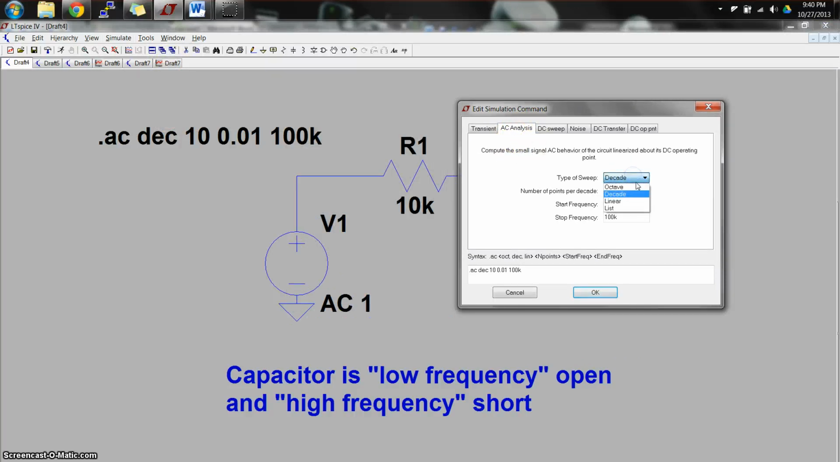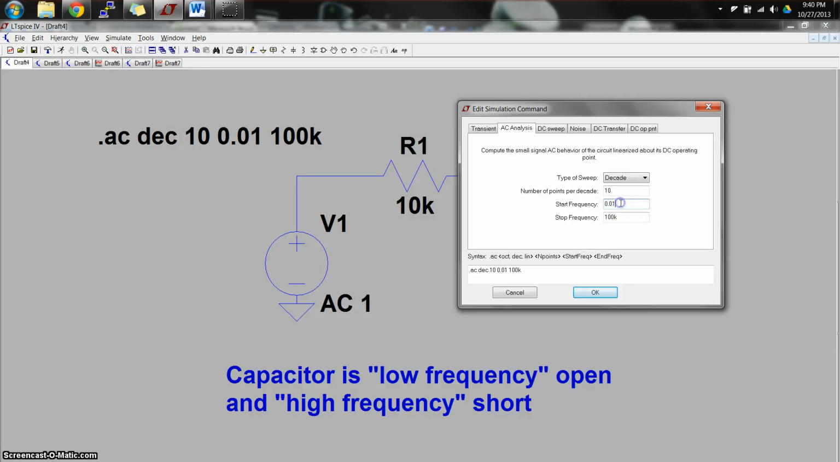You can choose a couple types of sweeps: octave, decade, linear. I usually choose decade, because if you want to go to high frequencies, it's better to use a decade, which is just a log scale. So I'll choose decade there. Number of points per decade, 10 is usually good enough. You could do a lot more if you wanted to. Start frequency.